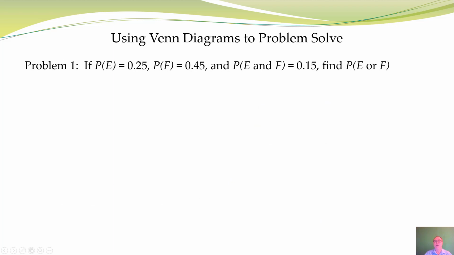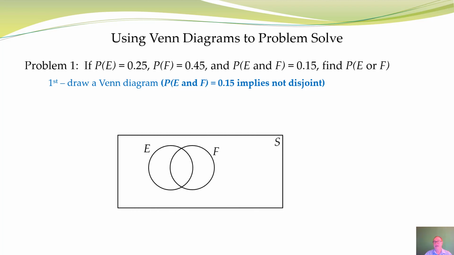Okay, let's look at a problem. If the probability of E equals 0.25, the probability of F equals 0.45, and the probability of E and F equals 0.15, find the probability of E or F. First off, draw a Venn diagram. The probability of E and F equals 0.15 implies not disjoint, so we draw a Venn diagram with events E and F overlapping.